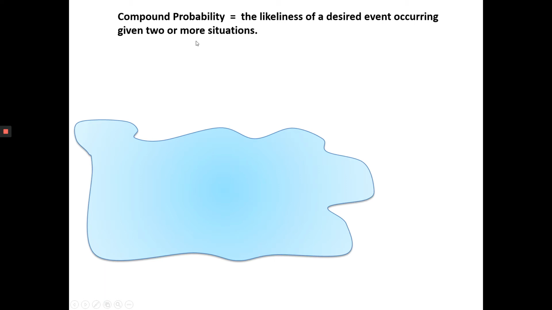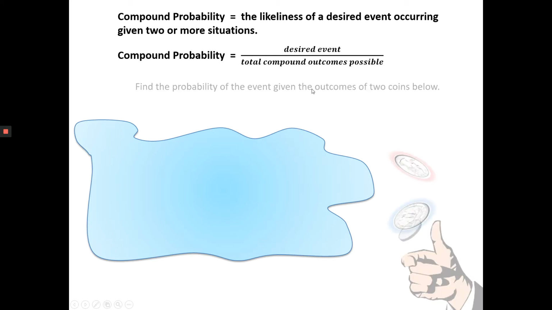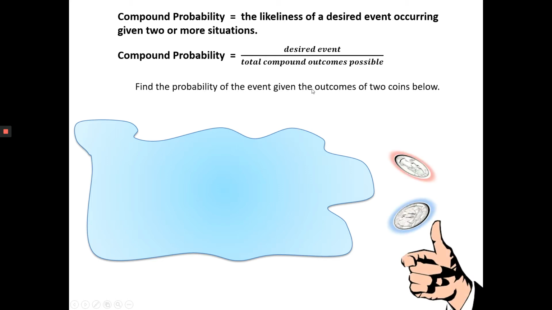So you're going to have two or more situations. When you're trying to solve it and set it up, it's still going to be the same thing we were doing before, only the bottom number should be bigger. We're still looking for that desired event on top, but the total number of outcomes possible is going to be more. For example, if we're talking about flipping a coin, it's only got two possibilities.